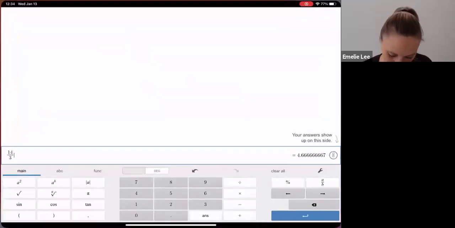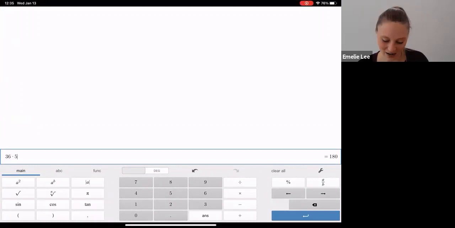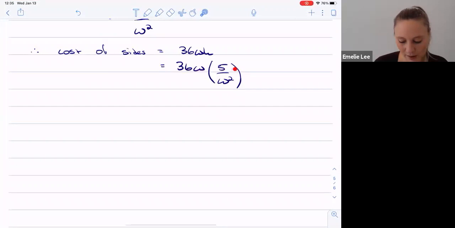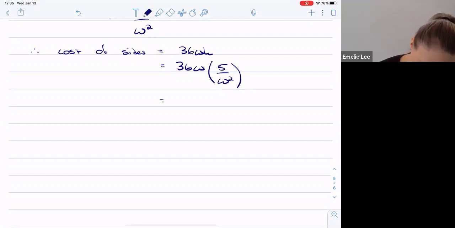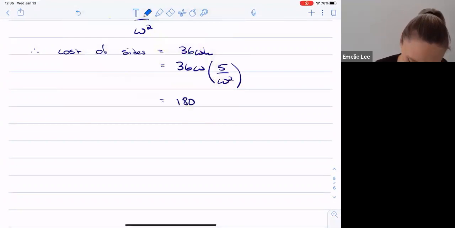36 times 5, I'll just do it in here. I don't expect you to do math in your head either, so there's an upside. 180, although it's always good to be able to. I'm just multiplying across here and dividing, so I can just go across the brackets. So I get 180, and then here, this W, I can cancel with one of these W's. So I'm just going to show that here by crossing out this 2 and crossing this one out. So it's 180 over W.